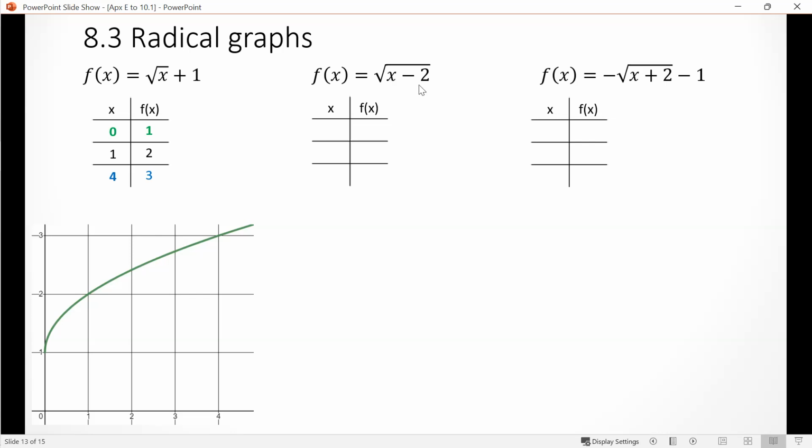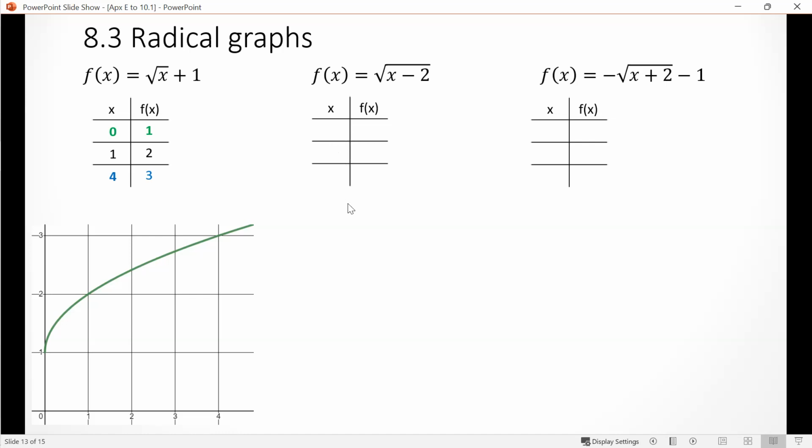One is, what's the smallest value of x that we can plug in here? Because we're going to subtract 2 from it before we take the square root, the smallest value of x we can plug in is going to be a positive 2. So our domain is positive 2 to infinity. So our smallest x value is going to be positive 2.